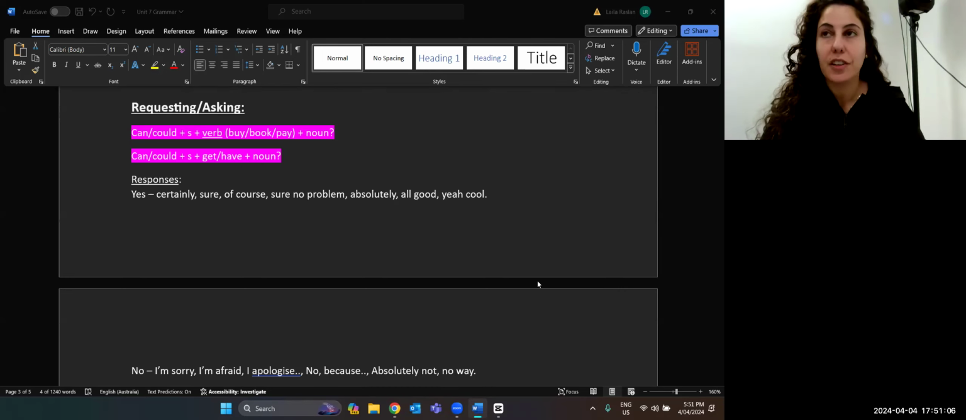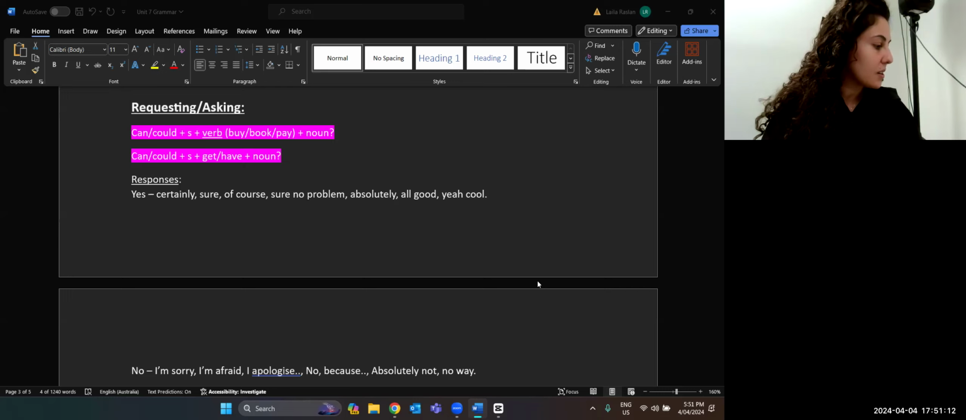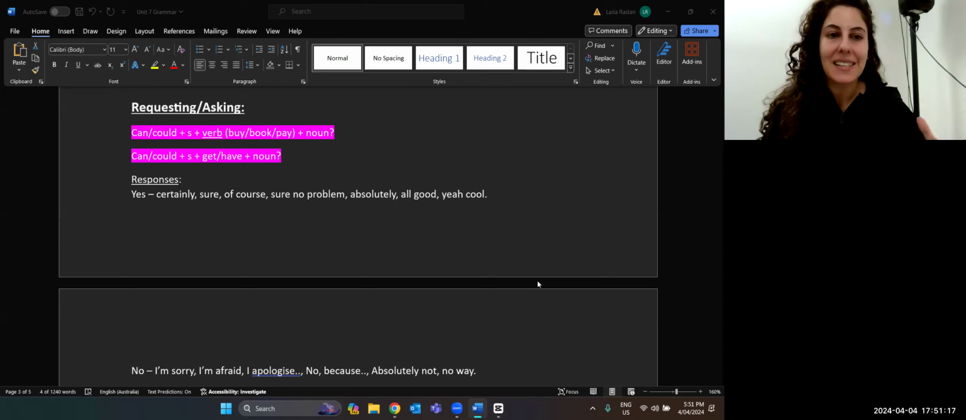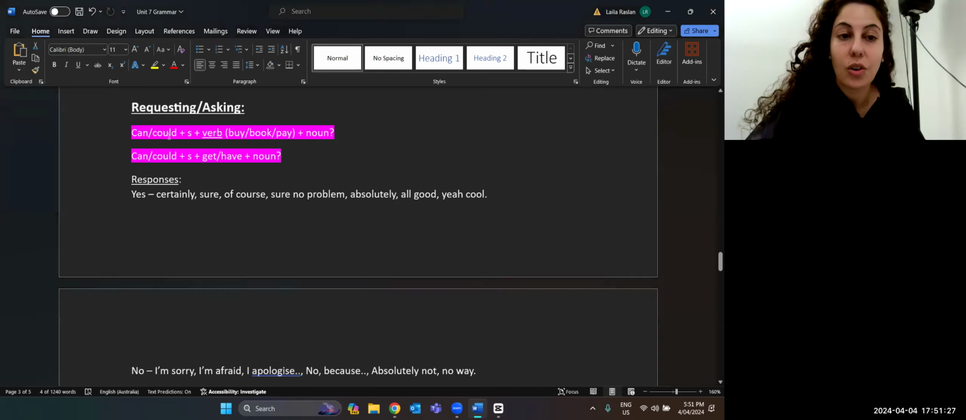Let's have a look at some ways that if we're in a place, maybe we're at the bank, or maybe we're at the post office, or we're just in a shop, we want to buy something, or maybe we're at a currency exchange place or in a restaurant. Let's look at ways that we can request and ask for money or something.